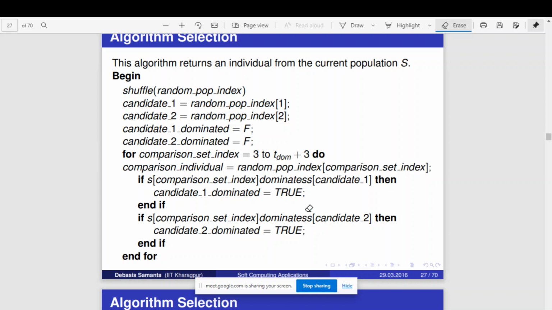So what were these two steps doing here? What are we doing in these first two things? It identifies what? This step, what does it do? Yeah, it shuffles all the population, all the individuals available. And what is this step doing? It randomly picks up one individual as candidate 1. And what is this step doing?